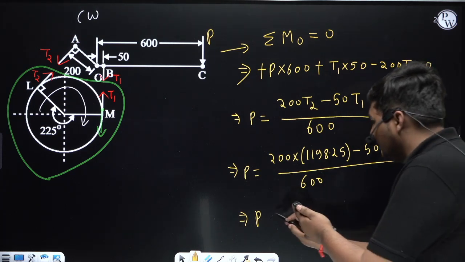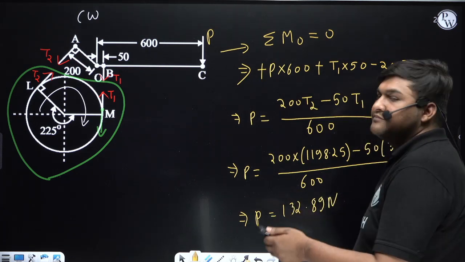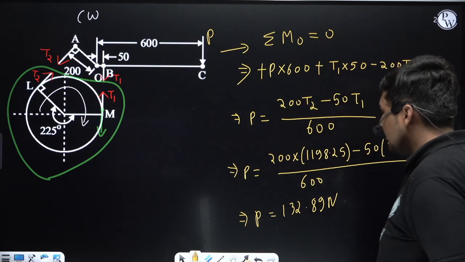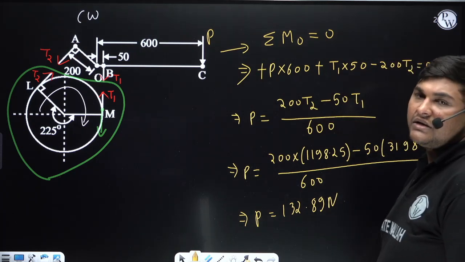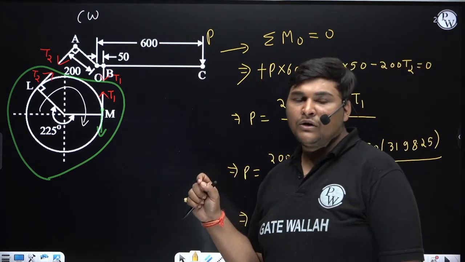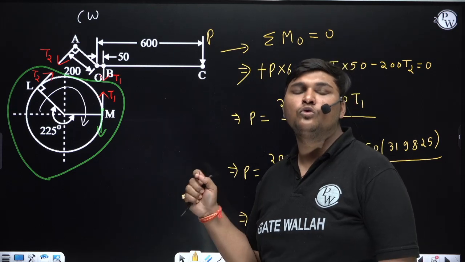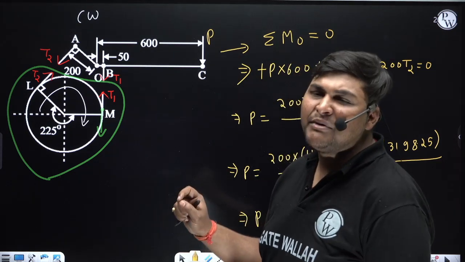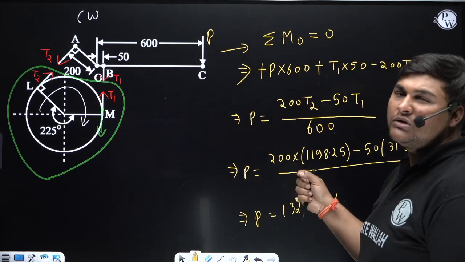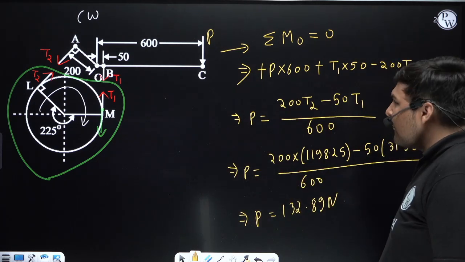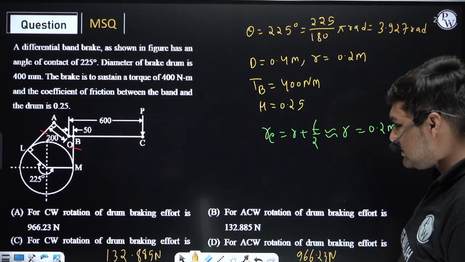After solving, it is coming 132.89 Newton. So for clockwise rotation of drum, braking effort is nearly 132.89, means nearly 133. Since we have done the calculation up to 0.2223, up to 2-3 decimal places, it might be possible there might be some difference in the actual answer due to this approximation. Right now for clockwise rotation of drum, braking effort is 132.89, nearly 133 Newton.